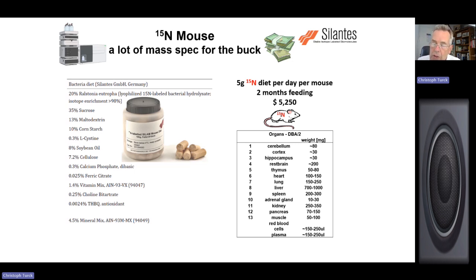A typical mouse eats about 5 grams of diet per day. So if you were to feed this mouse for 2 months, this mouse will be worth 5,250 US dollars. That seems like a high number, yes, but look what you get out of this mouse. You get all these different tissues, and you could even take more. You could take hair, you could take eyes, you could take the tail and whatnot.